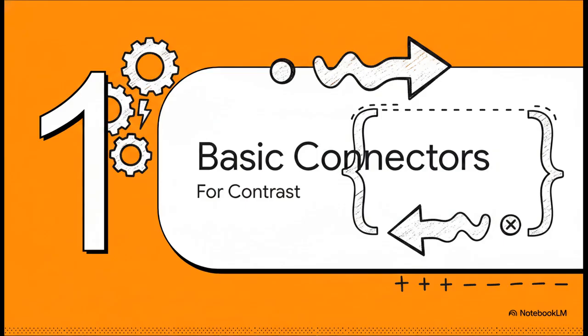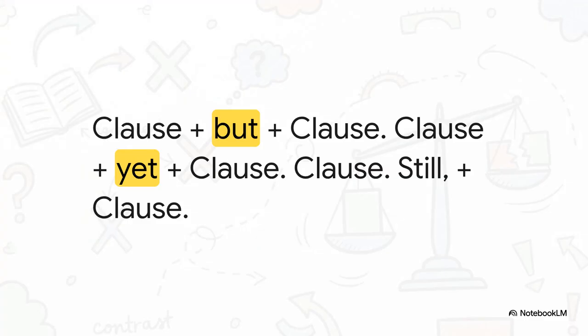Basic connectors for contrast. So, let's look at the grammar math on the whiteboard here. We've got three basic formulas. First up, but. This shows a direct, straightforward contrast between two independent clauses. Second, yet. Now, this is structurally identical to but, it brings a very specific flavor. It shows a surprising contrast.